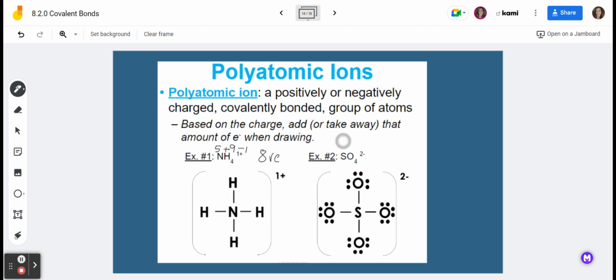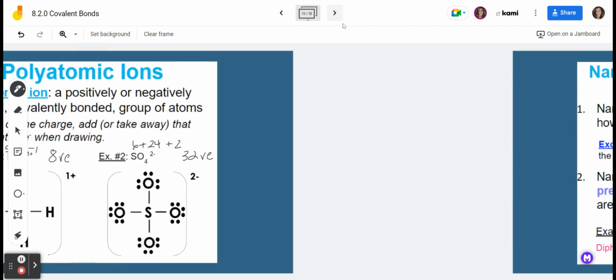This one, sulfur, is 6 plus 4 times 6 is 24 plus 2, because we have a 2 minus charge. So what is that? 32 valence electrons. And so that works perfectly around like that. And then you notice we have this notation that has the bracket with the charge.